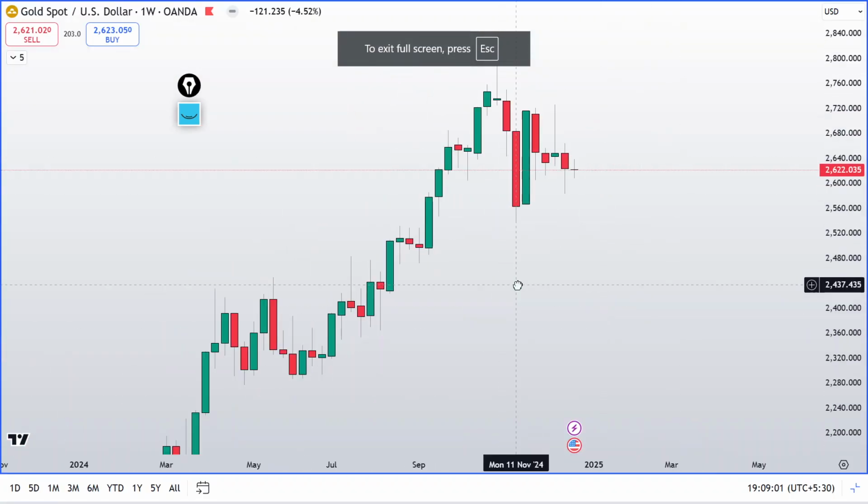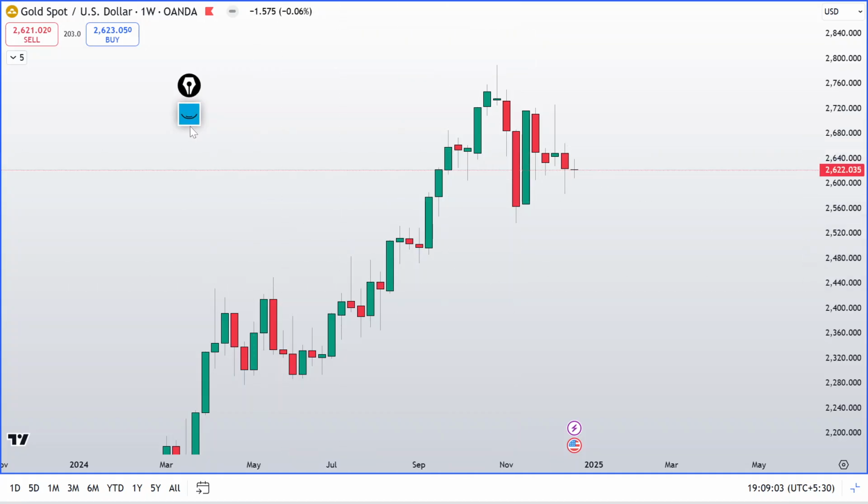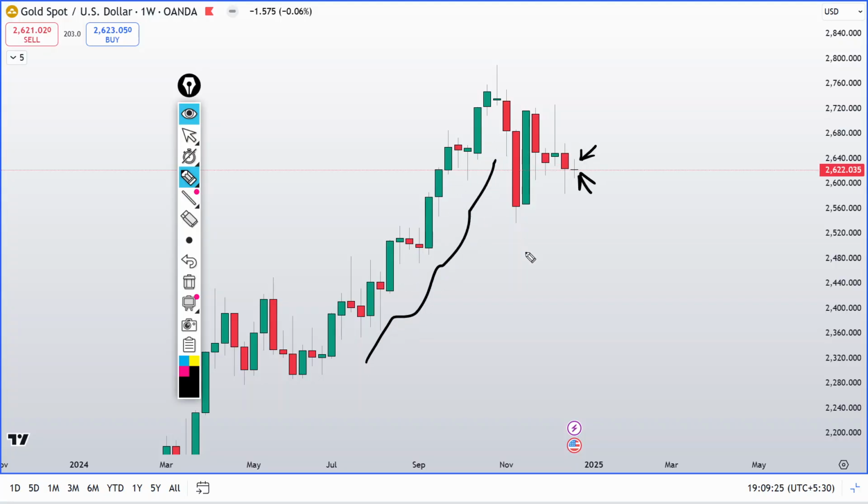Also, if we analyze the weekly chart, this is the weekly candlestick chart. As you can see, if we check the latest week, there is indecision in the market, and the candle is a doji candle, a very small body candle. So there is no clear direction as per this candle. But overall, the structure on weekly is a bullish structure.